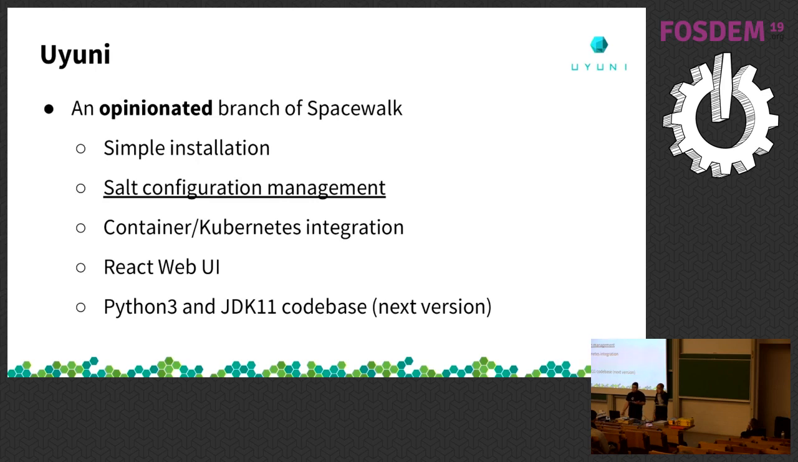So Uyuni is a branch of Spacewalk, which offers simple installation. If you try to install it, you will see that it's just a matter of adding a repository, installing a pattern of packages, and then running a really easy setup. We added configuration management with SALT, but once again, we are not using it only for configuration management. We integrate with Kubernetes, and as I already mentioned, we can take care of images for containers. We changed most of the web UI to React JS. And we are migrating everything from Python 2 to Python 3, and switching the Java stack so it supports JDK 11. This is for the next version, so if you try the Uyuni stable version right now, it still does not have this.